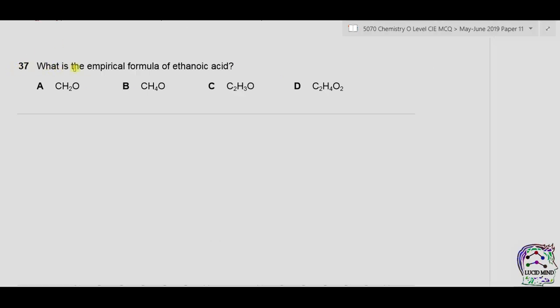Question 37. What is the empirical formula of ethanoic acid? Now, ethanoic acid is 2-carbon carboxylic acid, which can be written as this CH3COOH. So in total we have 2 carbons, 4 hydrogen atoms and 2 oxygen atoms. So the empirical formula will be CH2O, as it shows the simplest ratio of atoms in the compound. The answer is therefore A.